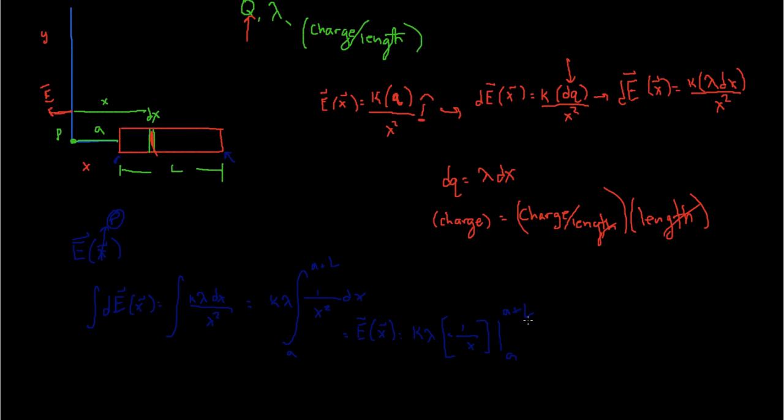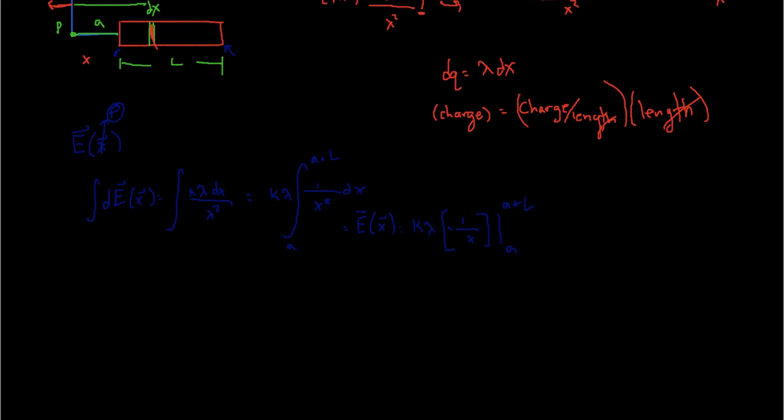So now when you plug this in, we can see that the electric field vector in the x direction is equal to the k constant times lambda times 1 over A, because we're just plugging in those values. Well, it's 1 over A first because of the negative, but we're just plugging in these values from the calculus. So 1 over A minus 1 over L plus A.